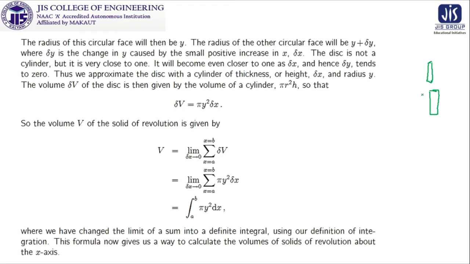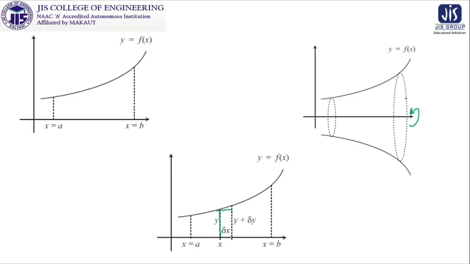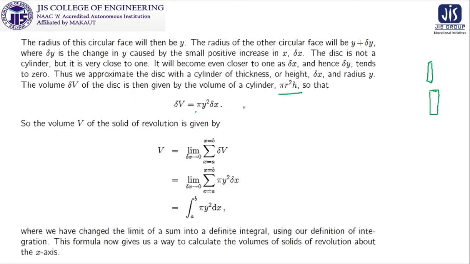So we are approximating the disc with a cylinder of thickness or height, whatever we can call it, del x and radius y. Now the volume of that particular cylinder is going to be del v, and this is pi r square h. We know that formula for the volume of the cylinder. So here pi is kept as it was, r means the y, look at this, this is our r, and we are multiplying it by del x, because the height is del x. So this is our del v.